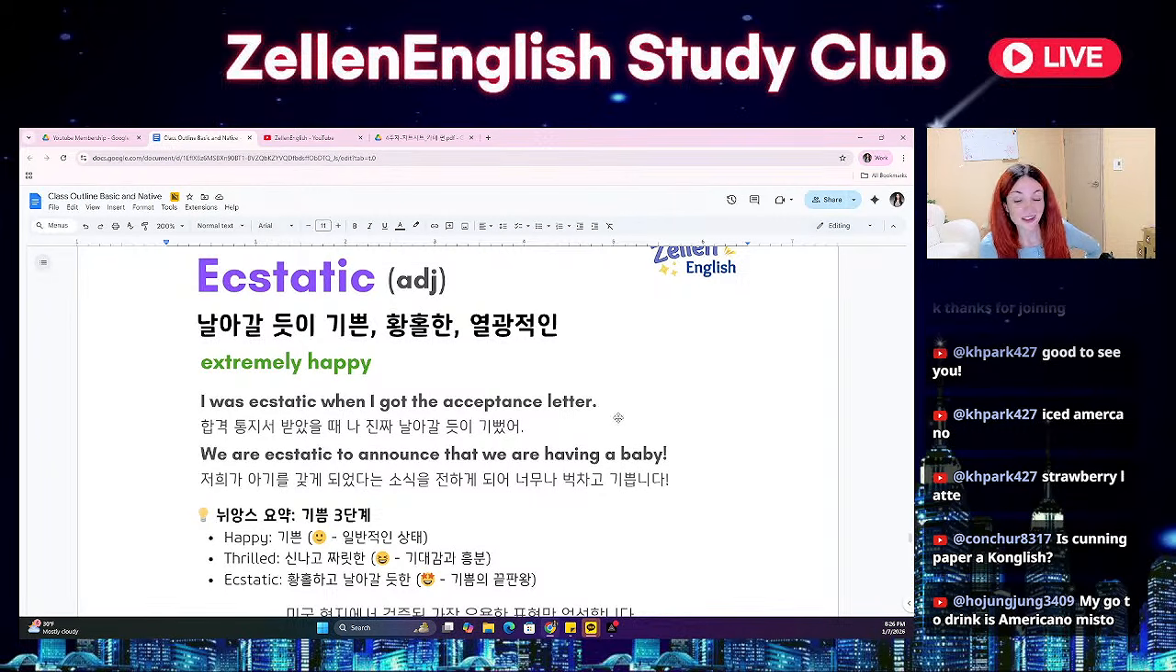So let's do some shadowing. I'll read the sentence, if you can see them here. It's as big as we can go. And then repeat after me for some speaking practice. Okay, ready? I was ecstatic when I got the acceptance letter. I was ecstatic when I got the acceptance letter.